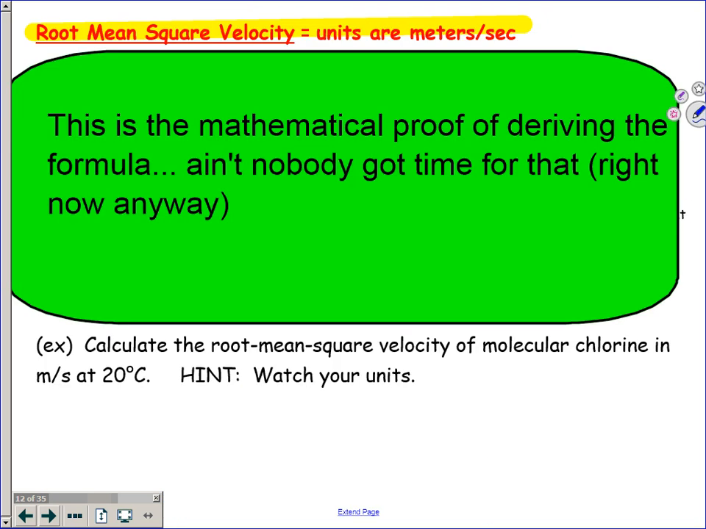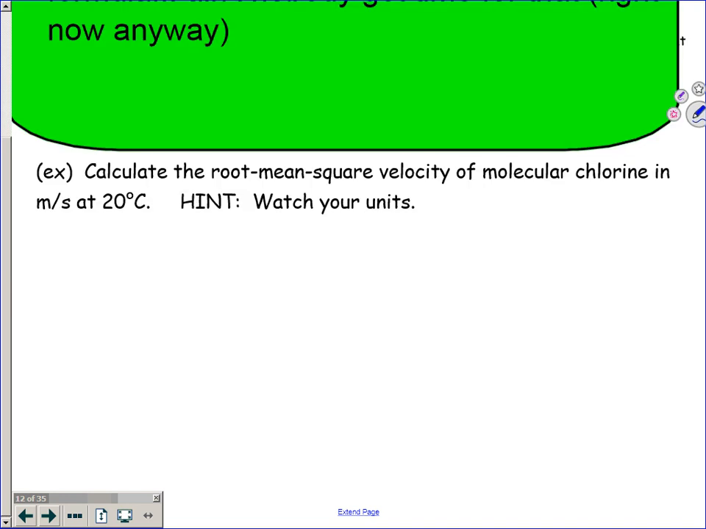We don't have time for that. Oh no, but we can do this. So we're not going to do the mathematical proof. I didn't think we'd have time, so we don't. Can you guys look back at the equation you just wrote for velocity, average velocity, root mean square velocity? What was the equation?